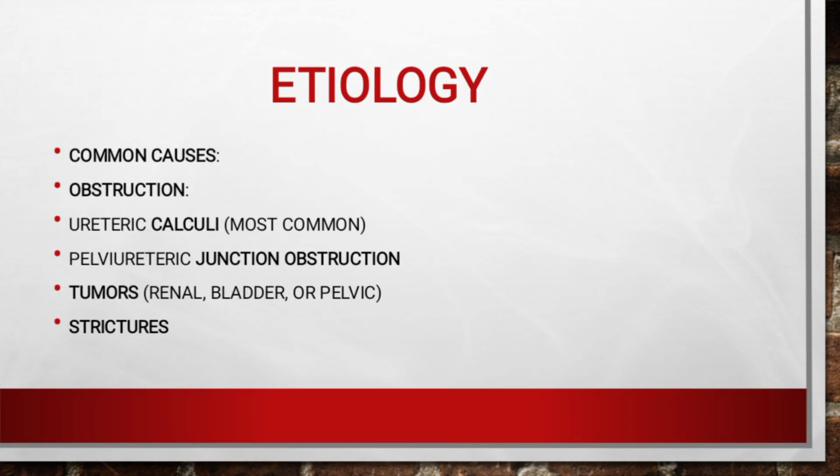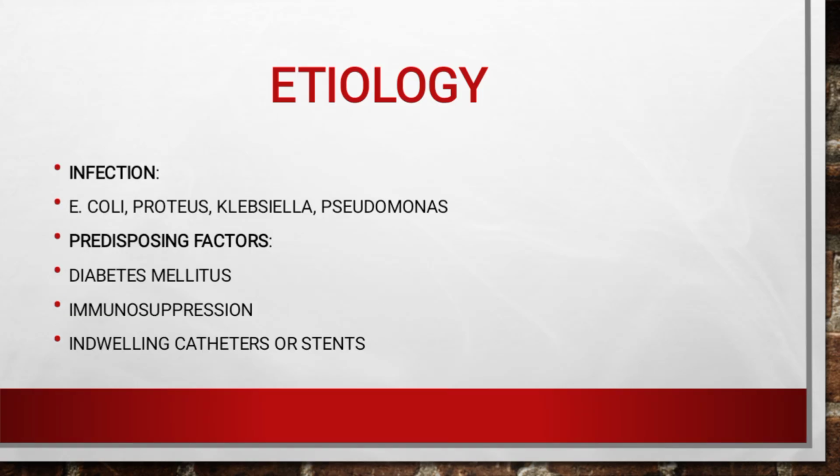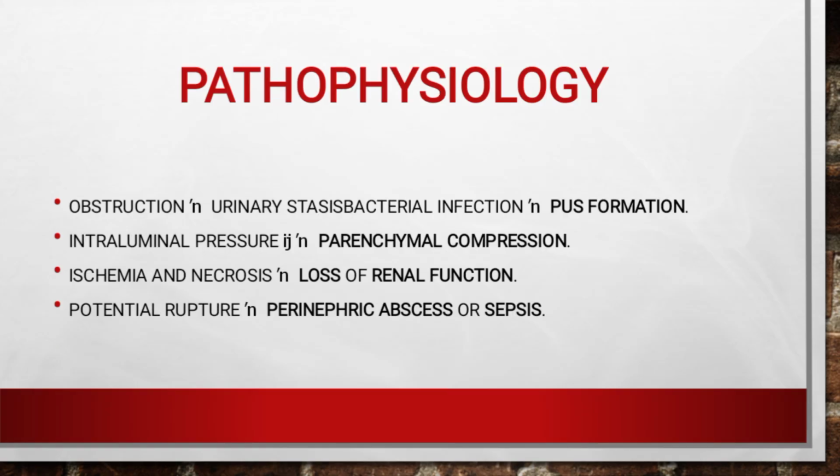The primary cause of pyonephrosis is obstruction. Stones are the leading culprit, followed by malignancies or congenital narrowing of the urinary tract. Infection supervenes due to bacterial colonization, commonly caused by gram-negative bacilli. Comorbid conditions like diabetes exacerbate the risk. Other predisposing factors include diabetes mellitus, immunosuppression, and indwelling catheters or stents.